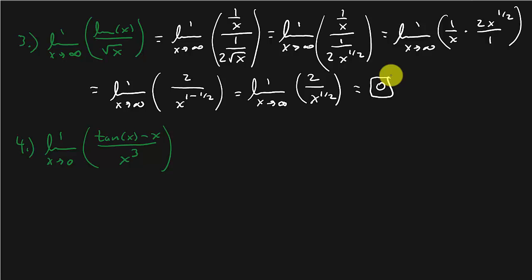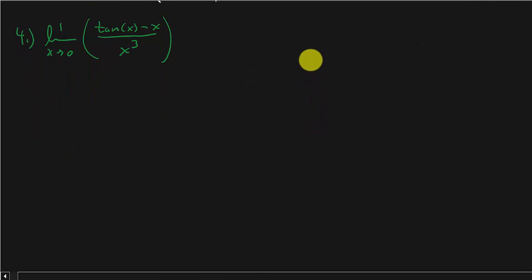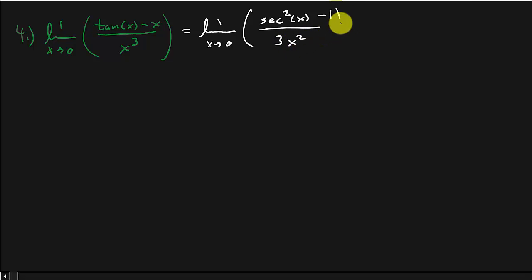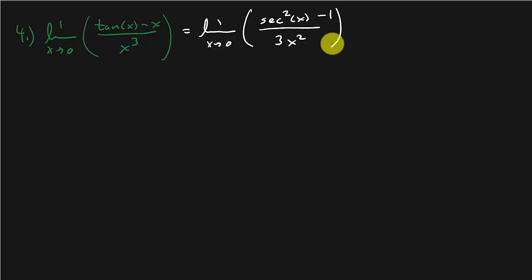Okay. All right, so let's look at this one. We've got the limit of tangent x minus x over x cubed as x goes to 0. So, of course, first thing we want to try, plug the 0 in. Well, the tangent of 0 is 0, minus 0 is 0, and then 0 cubed is 0. So we've got 0 over 0. So let's apply L'Hopital's rule. That's going to be the limit as x goes to 0 of secant squared x minus 1 over 3x squared. Don't forget, derivative of tangent is secant squared.